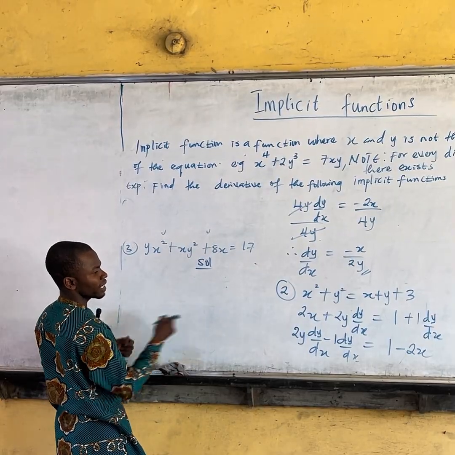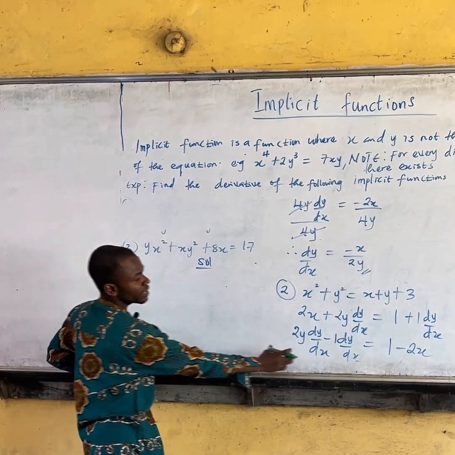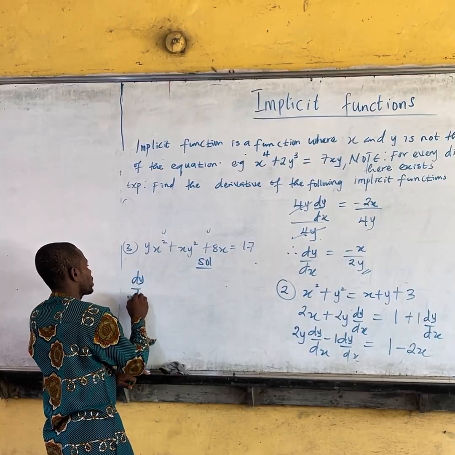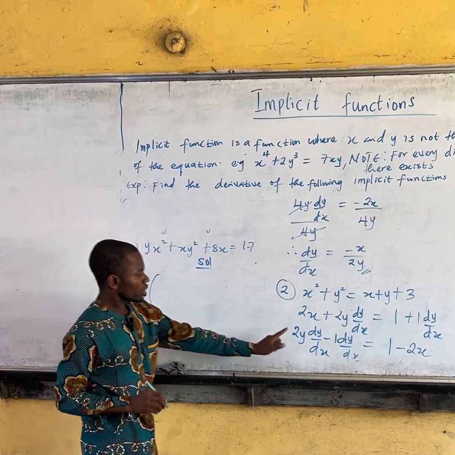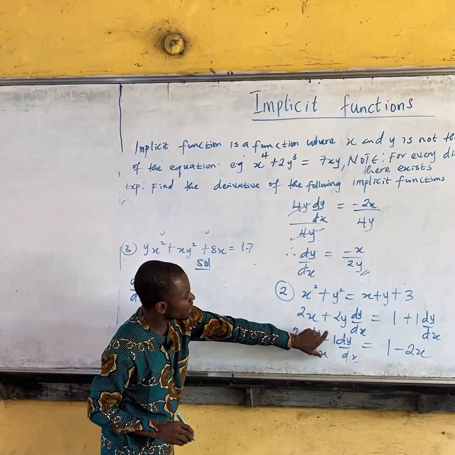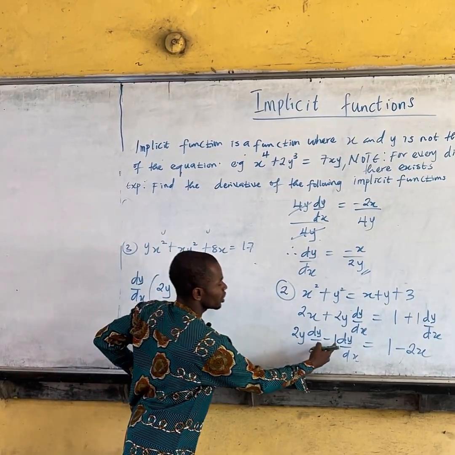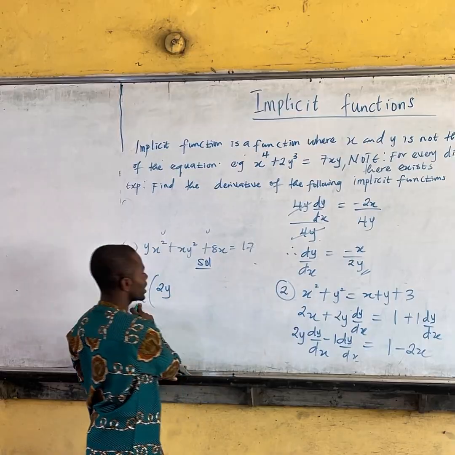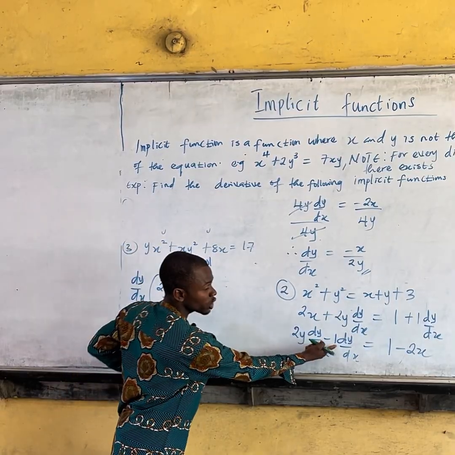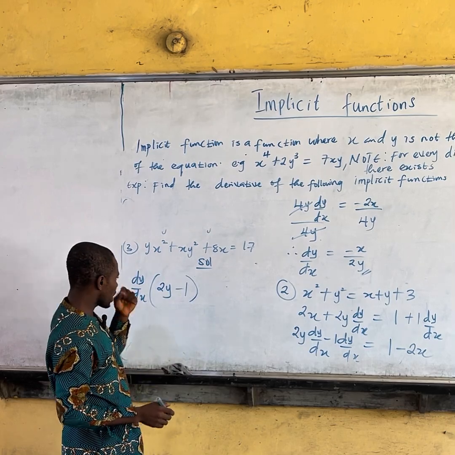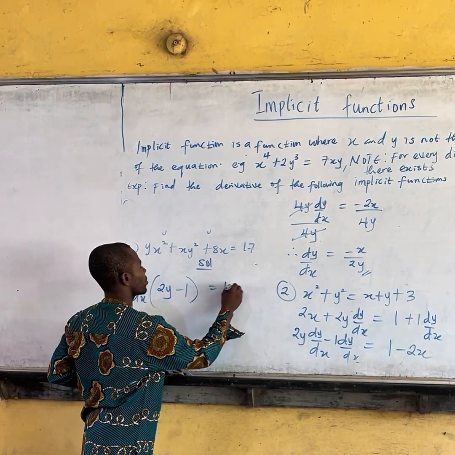Which means that for my final answer from here, dy/dx is common, so I will factorize. dy over dx, open it. If I factorize dy/dx out here, it will remain 2y. Then dy/dx in dy/dx is 1, and there is 1 here already as a coefficient, minus 1. If I factorize, it equals 1 minus 2x.